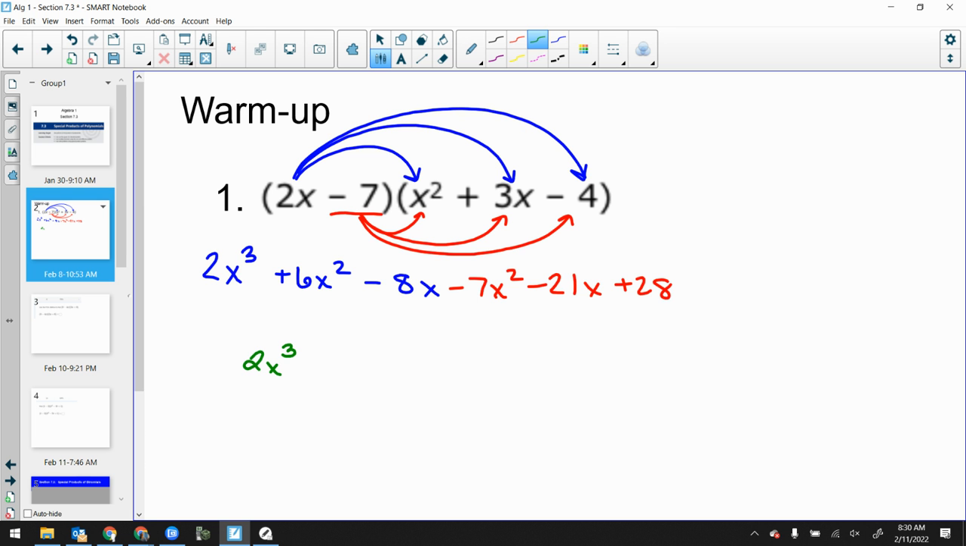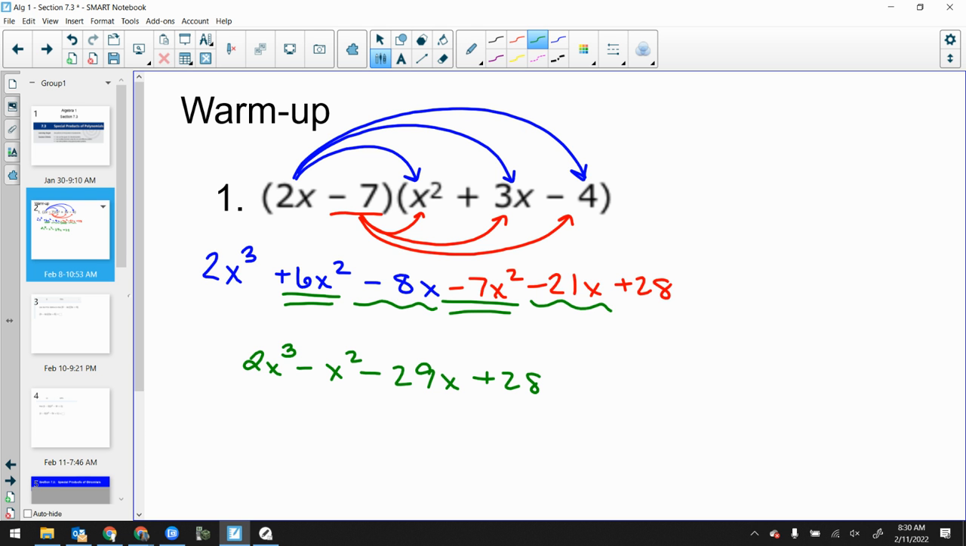2x cubed. We got a 6x squared minus 7x squared is a -x squared. -8x and a -21x make -29x. And then plus 28. And there's my answer. So if you did something wrong, check and see where you made a mistake. Was it a negative? Did you drop a negative? Did you forget to multiply a power? Did you forget to raise it to the third? Whatever it may be. Check your work, folks. Check your work.